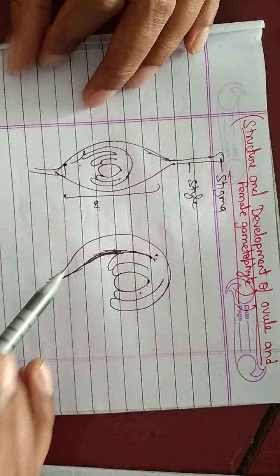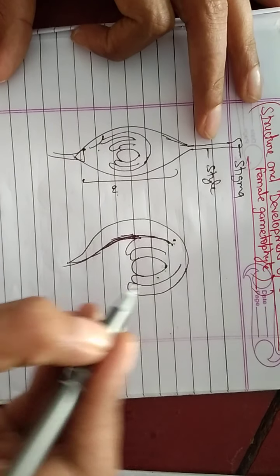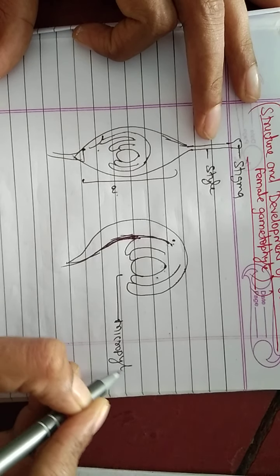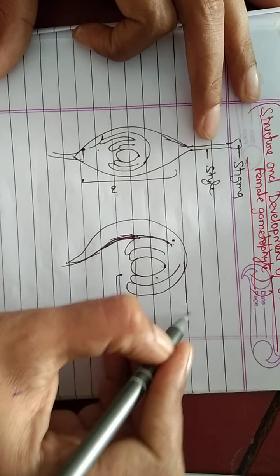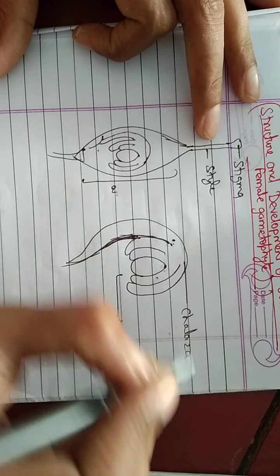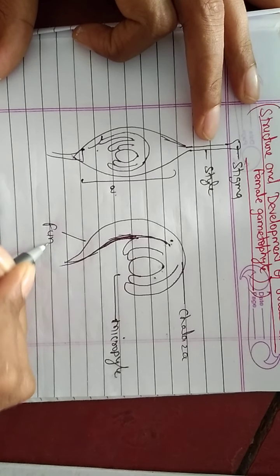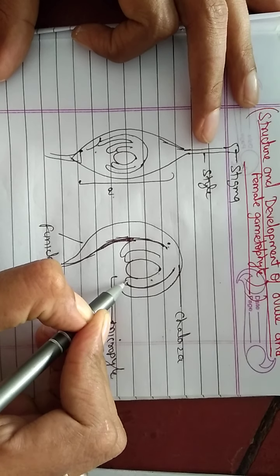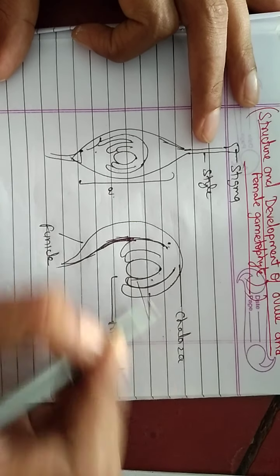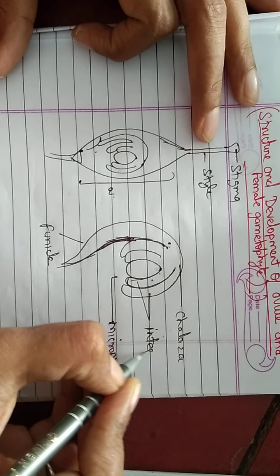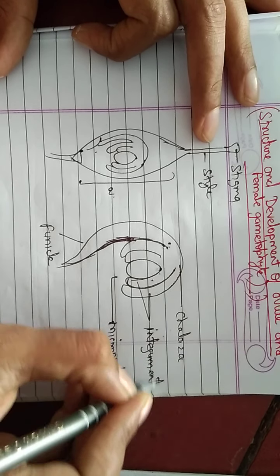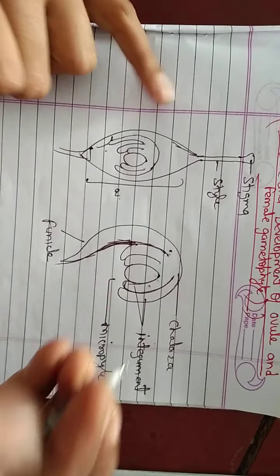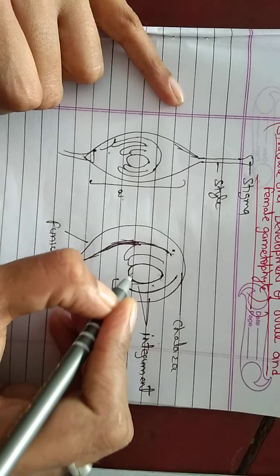If we see the structure of a single ovule, this part is the micropyle, this part is the chalaza, and this stalk is the funicle. Inside, these two layers are known as integuments, or the wall of the ovule. They simply form the wall of the ovule, and in the center there is an embryo sac.